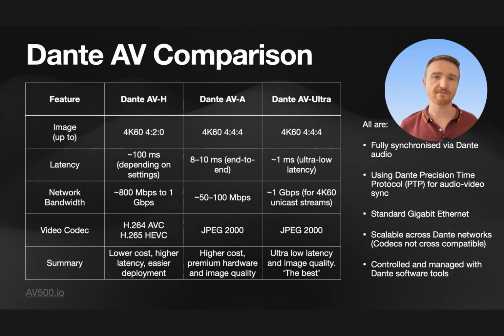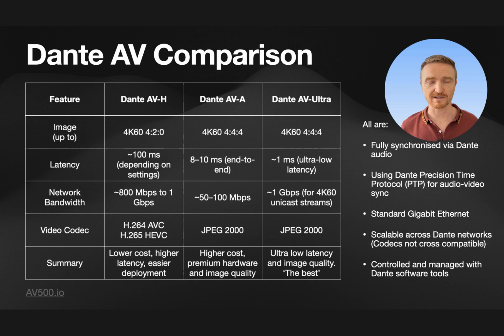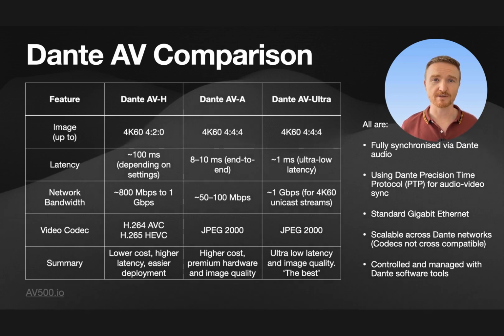So when you hear AVH, I want you to think H.264. The most recent release from 2022, AVH is aimed at encoders, decoders, and cameras using H.264 and H.265, which I'll just refer to as H.264 from here on. It provides around 100 milliseconds of latency, which is going to be dramatically impacted by your network and settings, and uses around 50 to 100 megabits per second per stream.